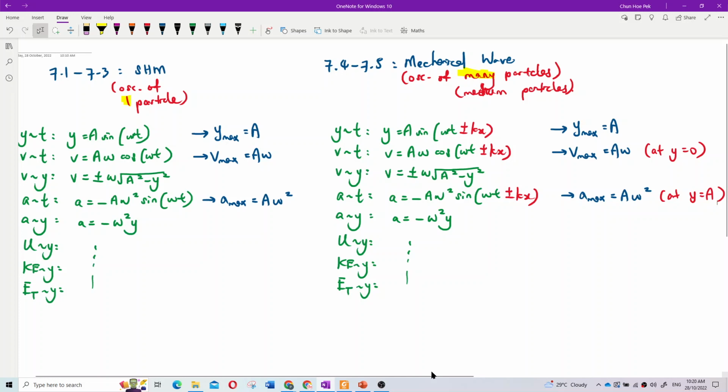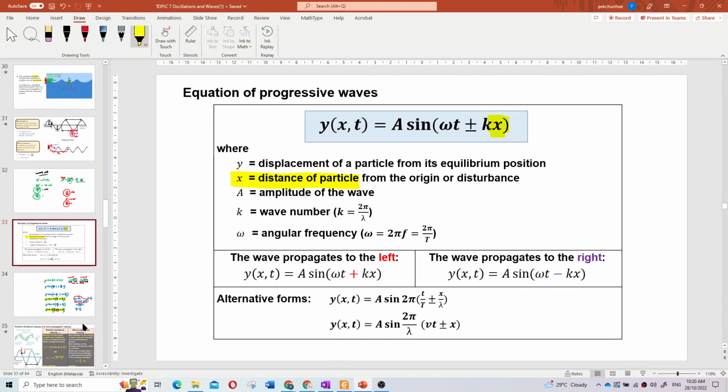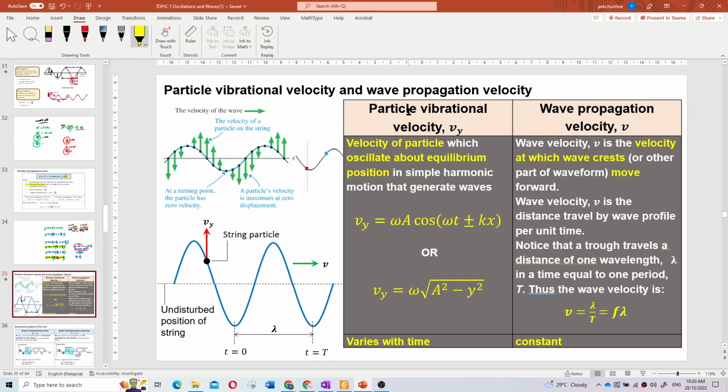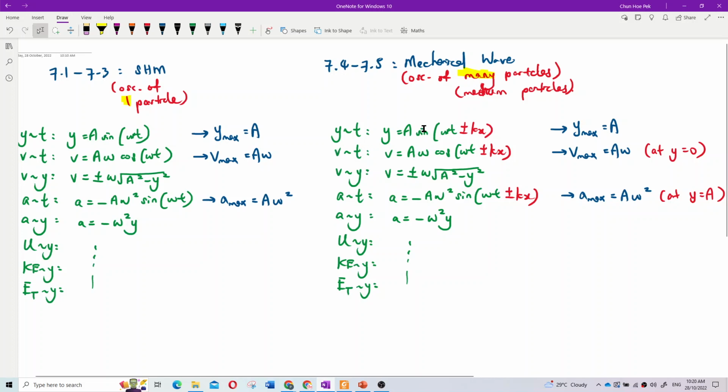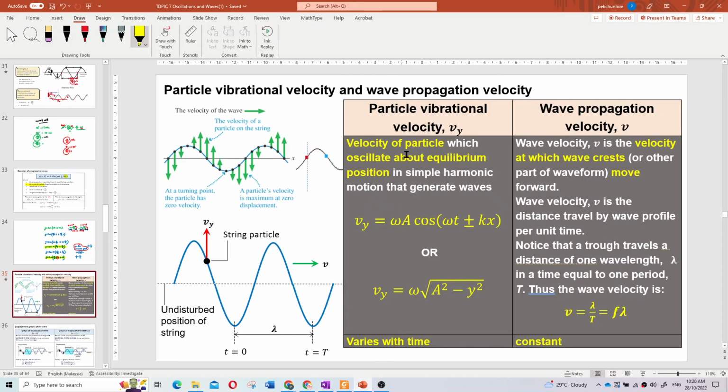Now, one thing I want you to pay attention to. We can also find the formula for potential energy, kinetic energy, and total energy. But pay attention to the following part: for velocity, we have two formulas. Last time we just talked about velocity, which is the velocity of oscillation of particles. This is what we learned in the past, the velocity of the particle.